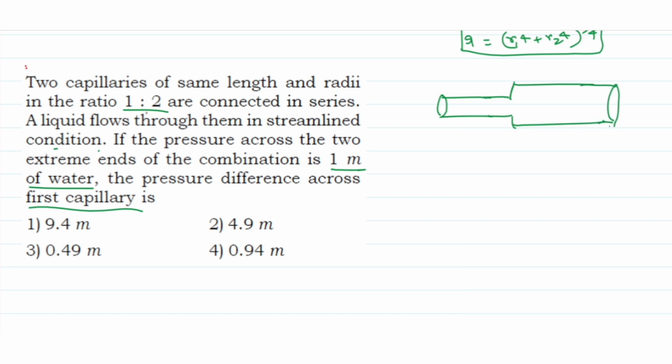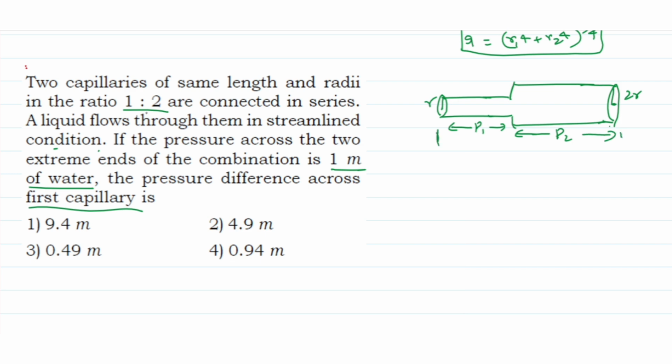So the ratio of the radii: let us take this as R and the second radius as 2R. A liquid is flowing through them in a streamlined condition. The pressure difference across the two extreme ends of the combination is 1 meter of water. Across the first pipe let us take the pressure difference as P1, and across the second tube the pressure difference will be P2.